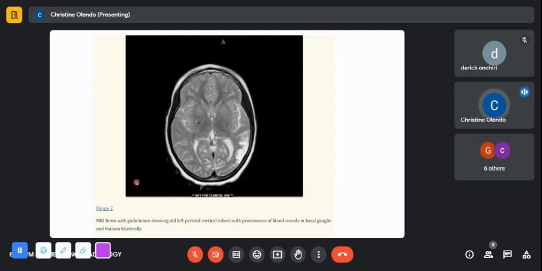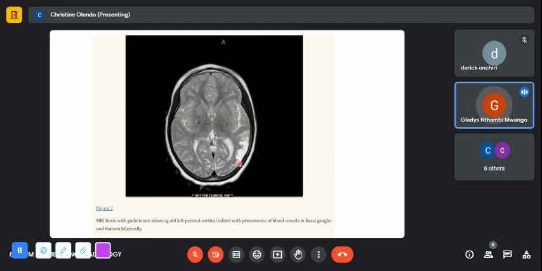So this is an MRI with gadolinium, T1-weighted, and you're seeing a left parietal cortical infarct, which is hypointense, with prominence of blood vessels, the flow voids within the basal ganglia and the thalami bilaterally. So you're seeing already the increased vascularity in that area. And those flow voids, which vessels are you looking at?